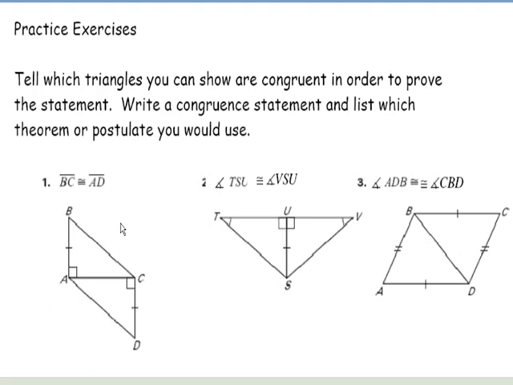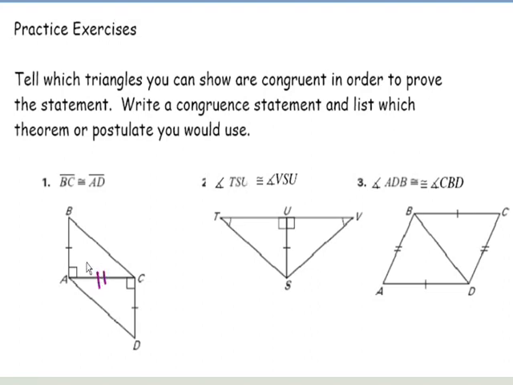Okay, so here's how CPCTC works. If I need to say that segment BC is congruent to segment AD, then I need to prove these two triangles congruent first, and then I can say that these two are congruent by CPCTC. So can I prove these two triangles congruent? Well, this side is congruent. These two angles are right angles, and all right angles are congruent, and they share this side.